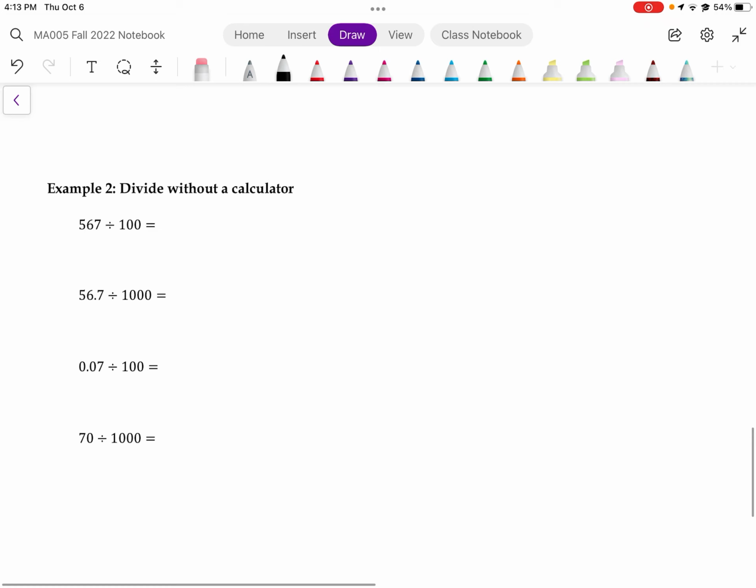Dividing without a calculator. These are all just powers of 10, so try these if you want to. First, remember when you divide, you move to the left by the number of zeros in the number. We've got 567. The decimal point is there. There are 2 zeros, so I go 1, 2 to the left, and it becomes 5.67.